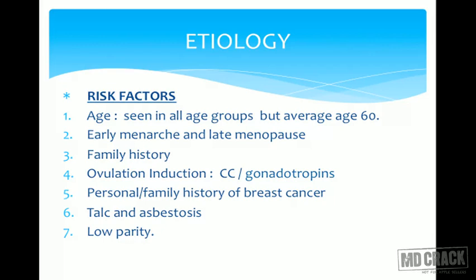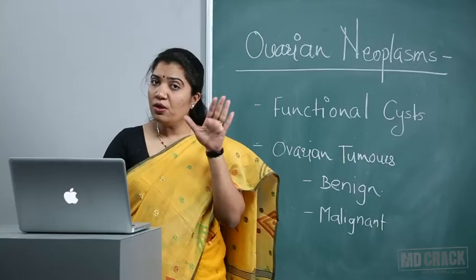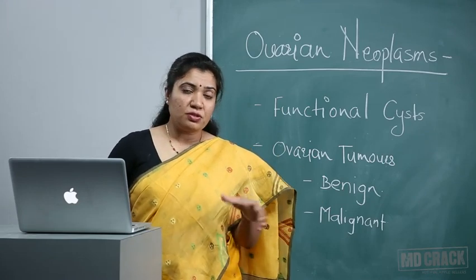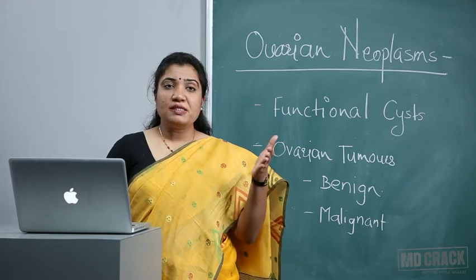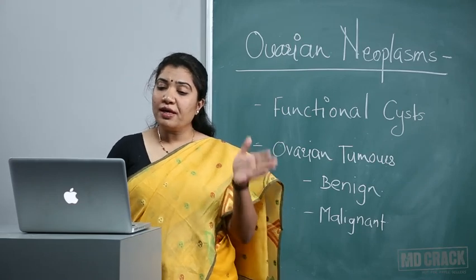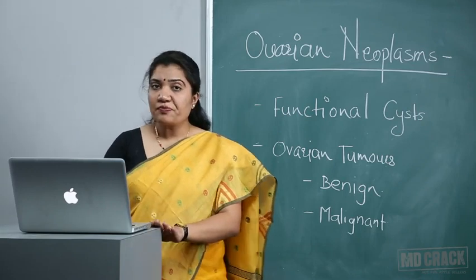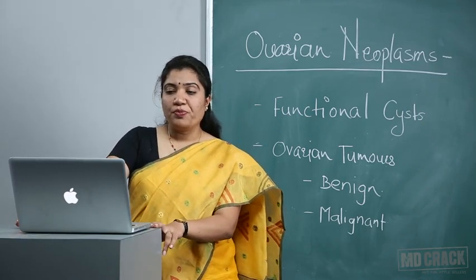Talc and use of asbestos. Low parity. Again, low parity means low period of amenorrhea or anovulation. Lactation would be less. Period of amenorrhea will not be there. Again, maximum ovulation, that will act as a risk factor for CA ovary.